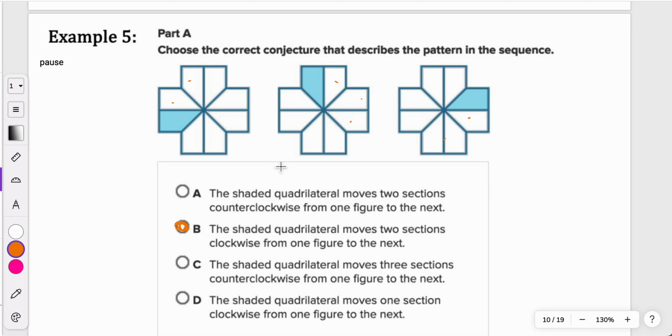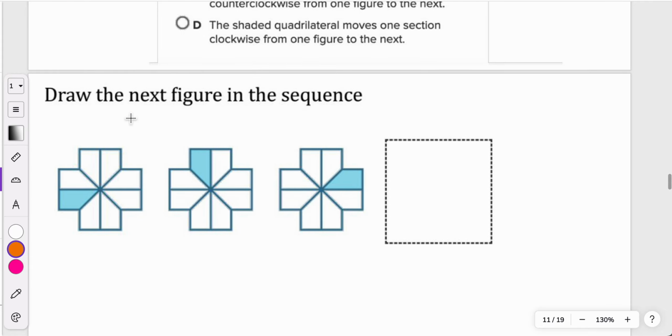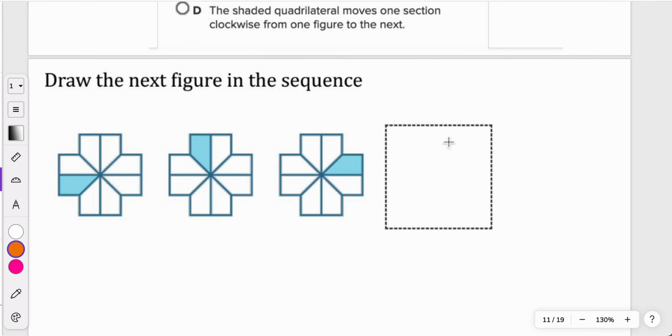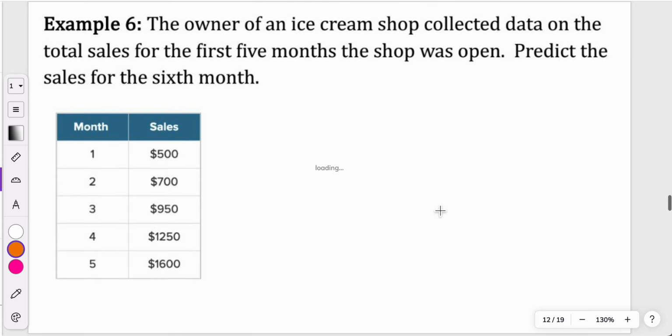Okay? So clockwise is this way from one figure to the next. So let's draw the next figure in the sequence. I'm going to do my best here. We're going to draw a big old plus first, and then it's like going in like this at an angle. You get the idea. And then if we're here from that one, 2 clockwise would be down here. So shading this portion in. Okay? Yay!